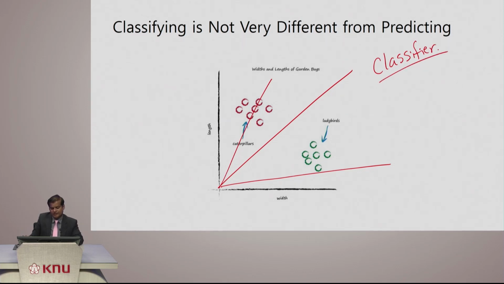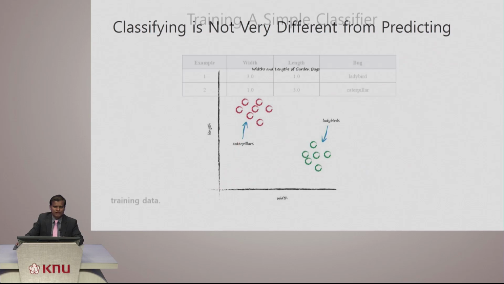So it classifies any bugs that come in. If you have a new bug coming in, it has to be able to classify whether this new or unknown bug is a ladybug or a caterpillar. With this thought, let's try to understand this process of training.